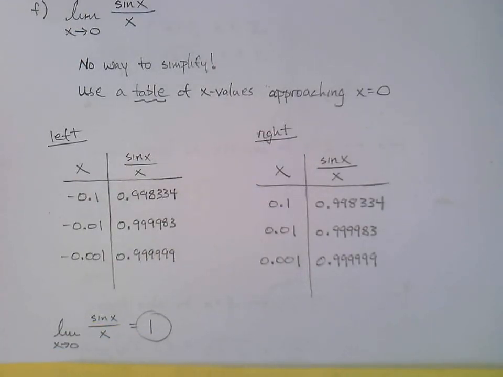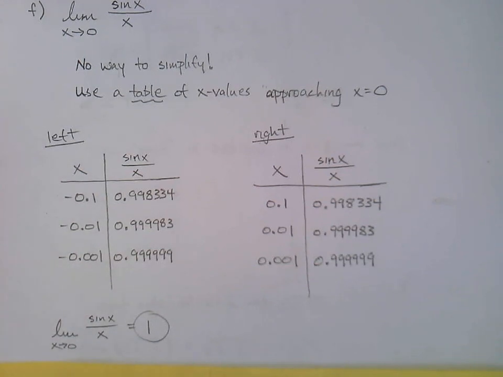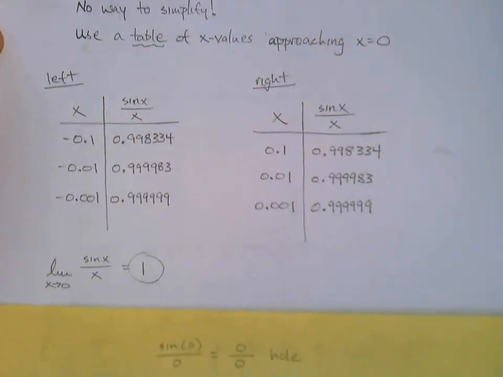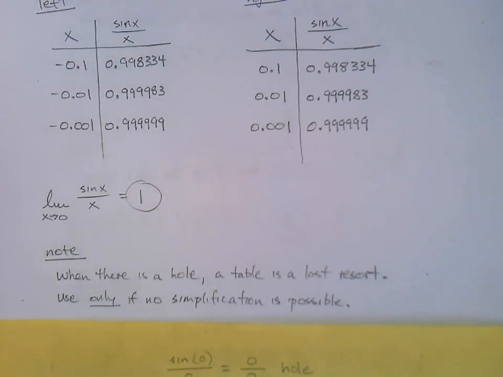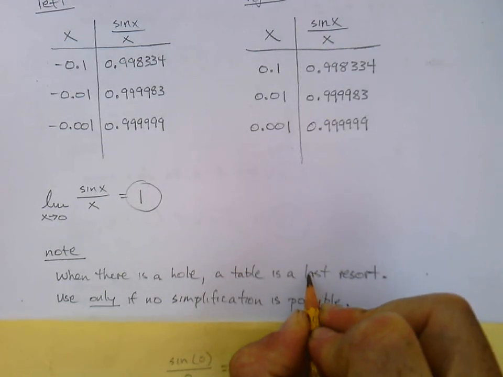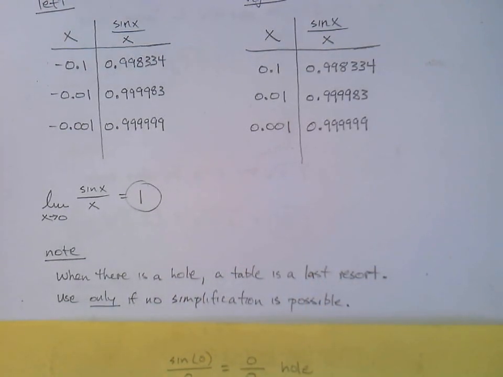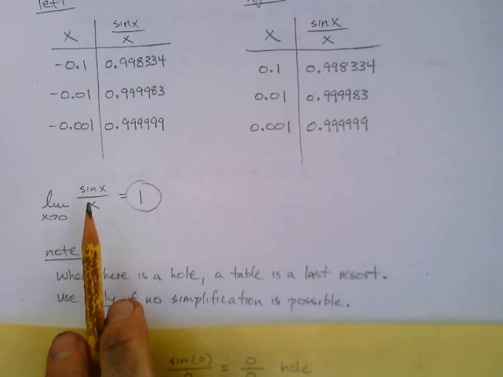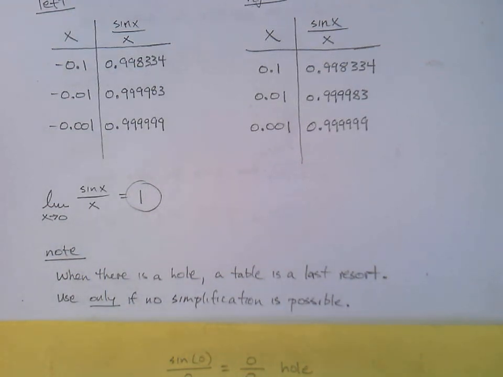So we saw factoring, we saw multiplying by the conjugate. The idea of the table, I just want to tell you guys where it stands in the hierarchy of finding limits. It's a last resort. Let me just mention this here. Note, when there's a hole, a table is a last resort. Use only if no simplification is possible. All right, well, that was the case for us, sine x over x. But if it's possible to factor, if it's possible to use a conjugate, if it's possible to simplify in some other way, we need to do that.